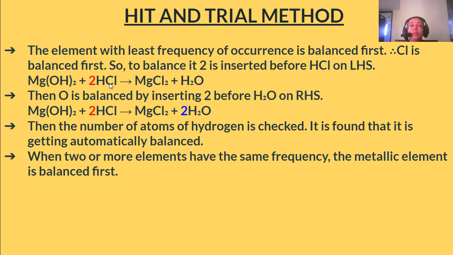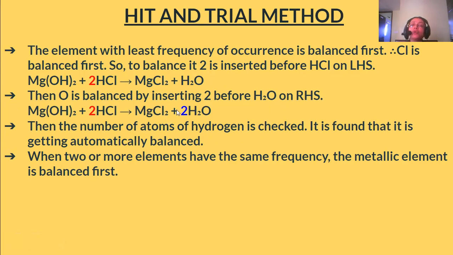But chlorine here it becomes 2. Product side, chlorine is 2. Okay. Next step, we need to change the product side, hydrogen should increase. So what do we do in the product side? Then oxygen, that is O, is balanced by inserting 2 before H2O on the RHS, that is right hand side.